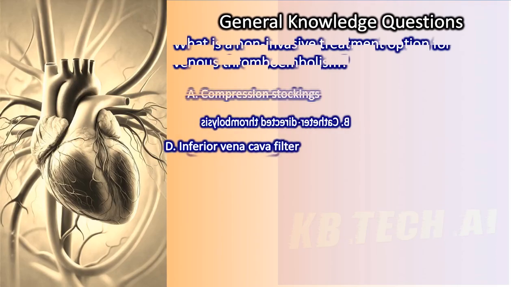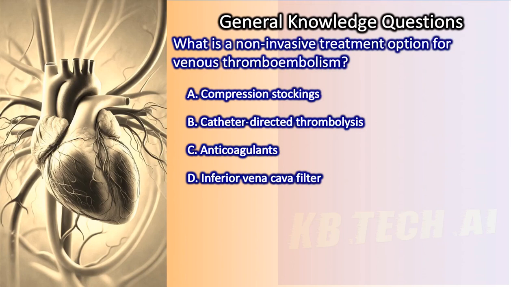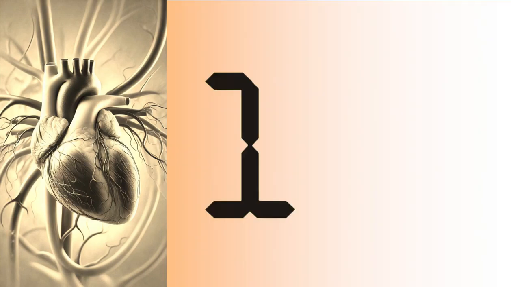What is a non-invasive treatment option for venous thromboembolism? Option 1. Compression stockings. Option 2. Catheter-directed thrombolysis. Option 3. Anticoagulants. Option 4. Inferior vena cava filter.